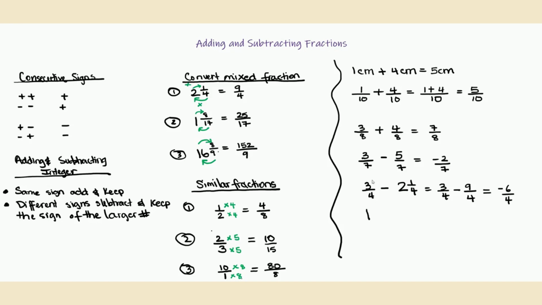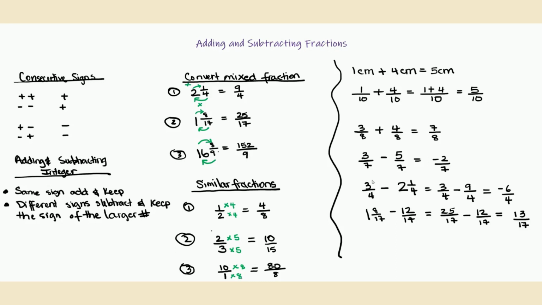Another example, 1 and 8 over 17 minus 12 over 17. Again, we already converted this to 25 over 17 minus 12 over 17, which is 13 over 17. And so once we have the same units or denominators, we can work with the top numbers or the numerators and keep our denominator just the same.